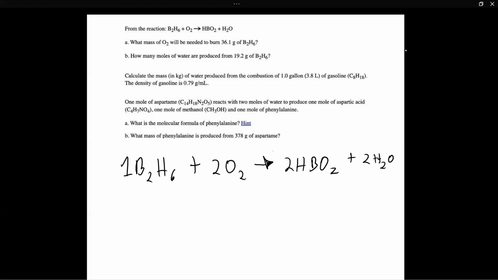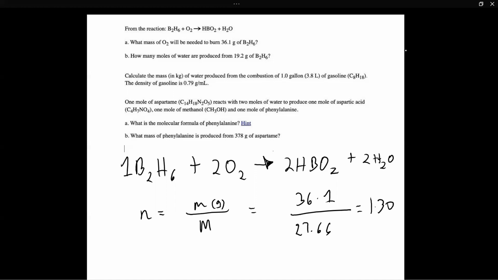Now, first thing we need to do is convert this mass in grams of B2H6 into moles. So let's find out how many moles of B2H6 we need to burn. In order to find out moles, I'm sure you know this equation. Number of moles is equal to mass in grams of the substance over its molar mass. So the mass is given to us, it's 36.1 grams, and the molar mass of B2H6 is 27.66, and you can calculate this using your periodic table very easily. And this gives us the number of moles of 1.30.